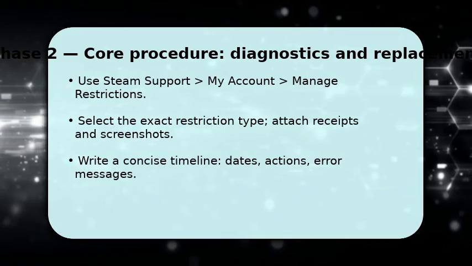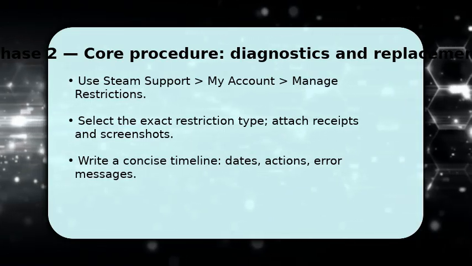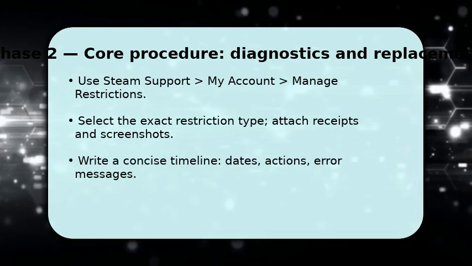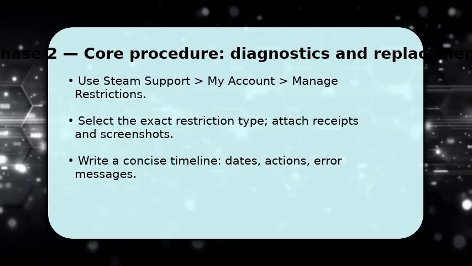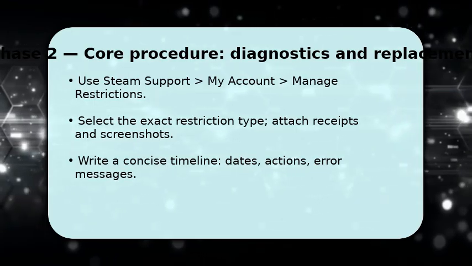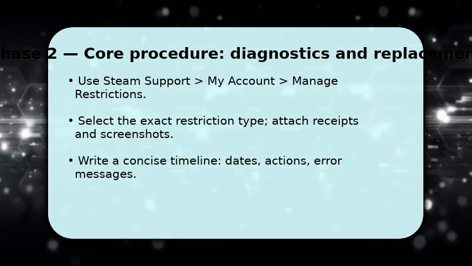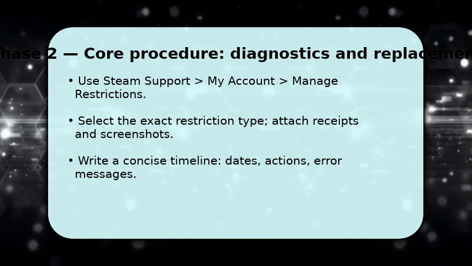In the message, explain what happened, list a clear timeline with dates, and state what you want. Lift Family View, restore purchases, or appeal a ban. Be polite and factual. That makes reviewers more likely to act promptly. Once submitted, note the ticket ID and expect a reply window.